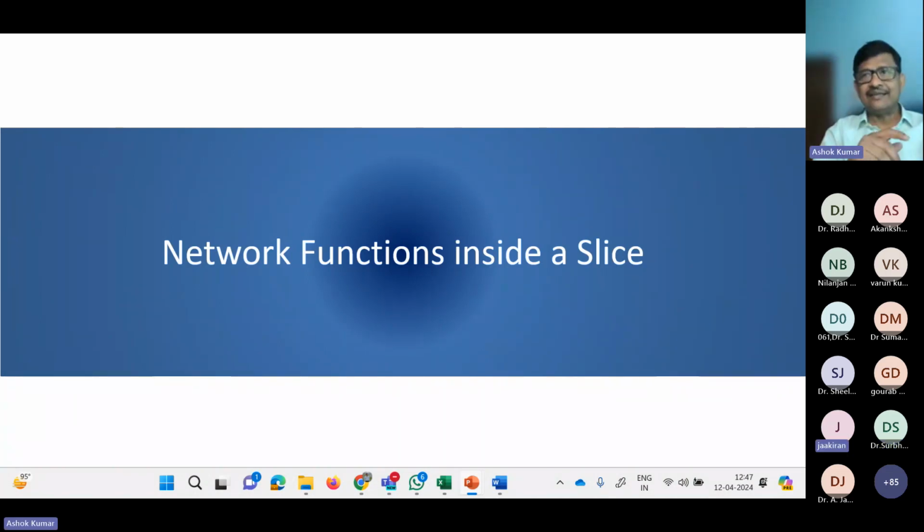So I'll be explaining that. And that is the concept of RAN slicing, which came in Release 17.